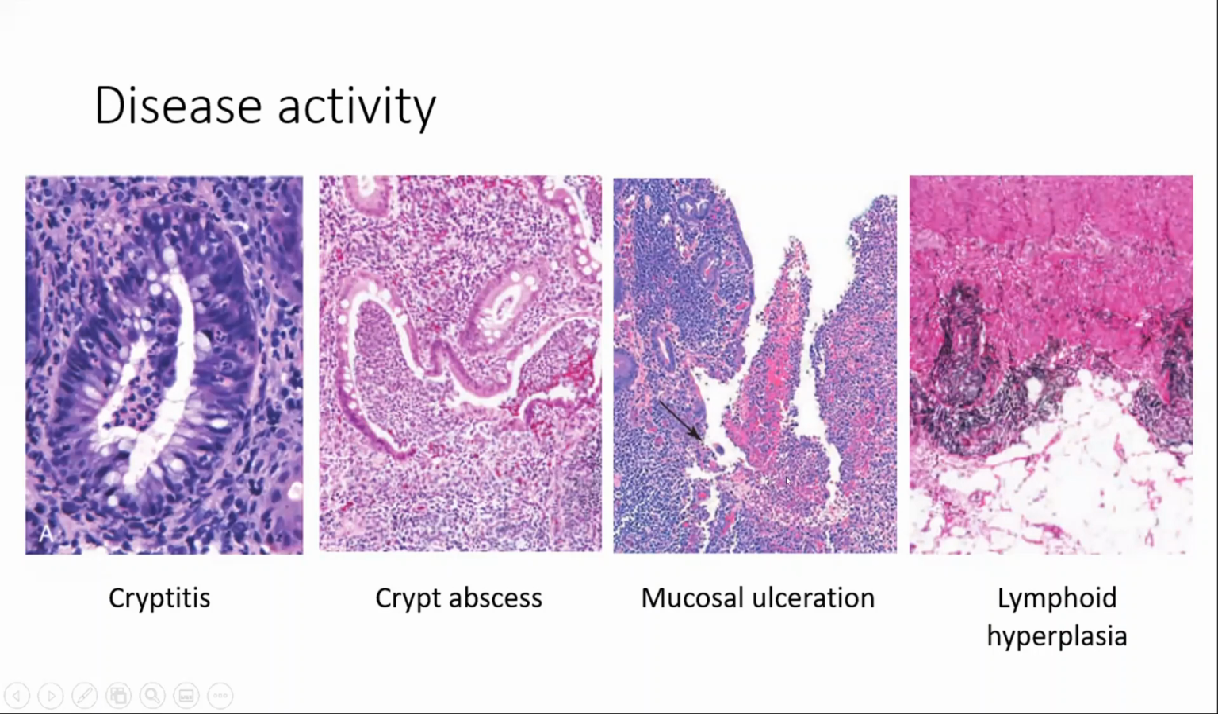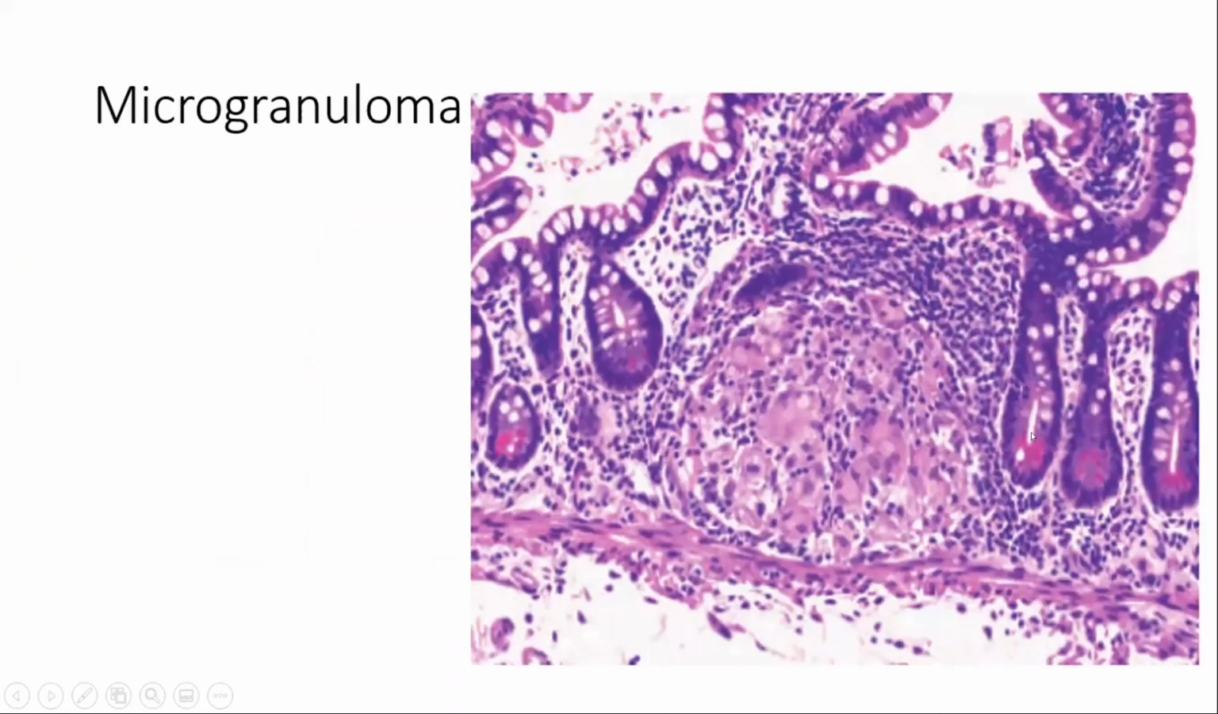If the IBD is more severe, you can see mucosal ulceration. And because it is a chronic inflammation, you can see lymphoid hyperplasia within the serosa like this. In Crohn's disease, we can see granuloma. We usually describe it as microgranuloma because the size is about the same as the crypt. This is also to differentiate between granuloma in IBD and granuloma in TB. In TB, the granuloma would actually be larger.